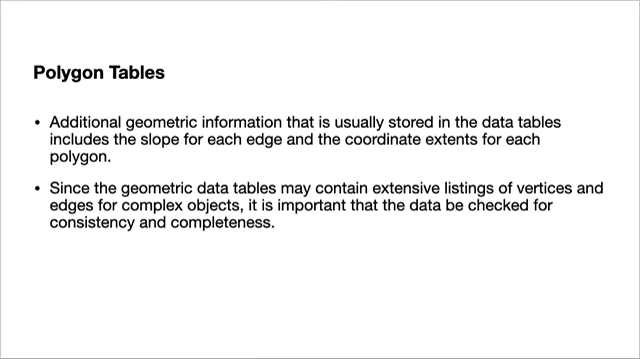Additional geometric information that is usually stored in data tables includes the slope of each edge and the coordinate extents for each polygon, etc. Since the geometric data tables may contain extensive listings of vertices and edges for complex objects, it is important that the data be checked for consistency and completeness.